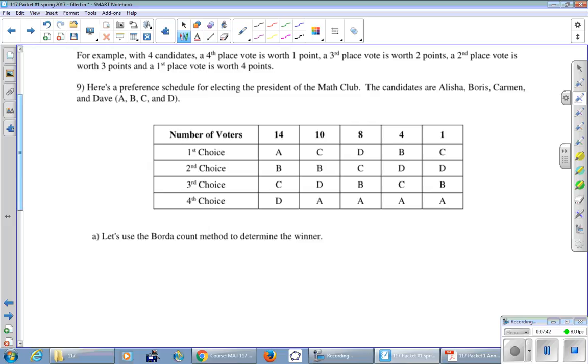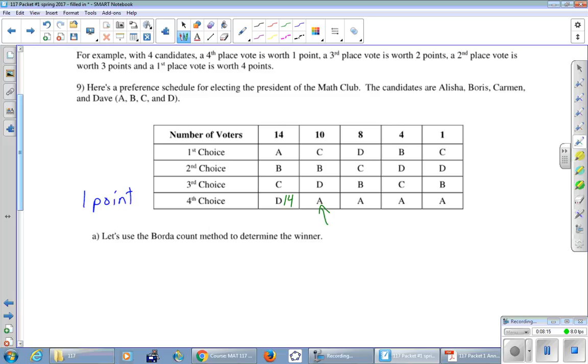Remember, we'll start at the last place votes. Last place votes are worth 1 point each. And so if we're going to give 1 point for everything you see in this bottom row here, then just focusing our attention right now on D in this first column, D gets 1 point for every person that ranked D in 4th place. In this case, there are 14 people that ranked D in 4th place. So 14 people each gave D 1 point. That's 14 points for D right there in that column.